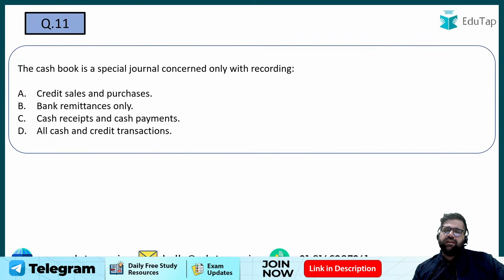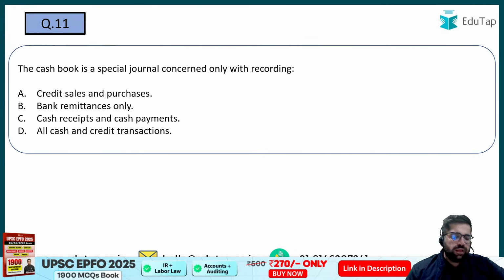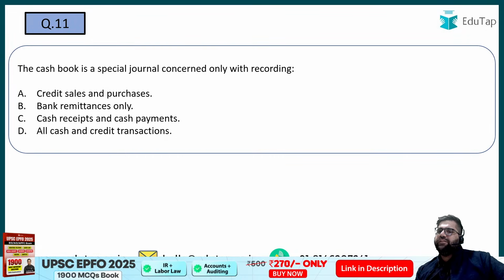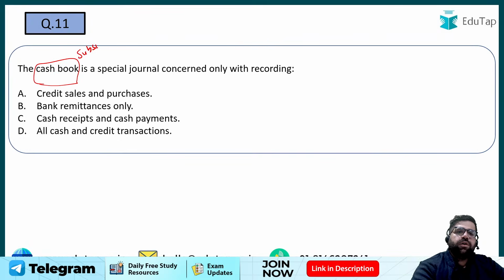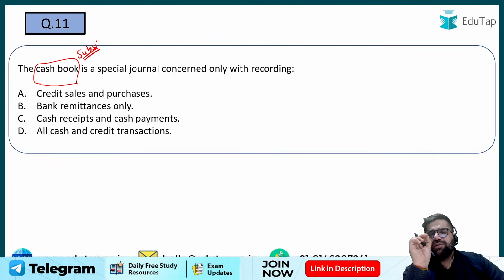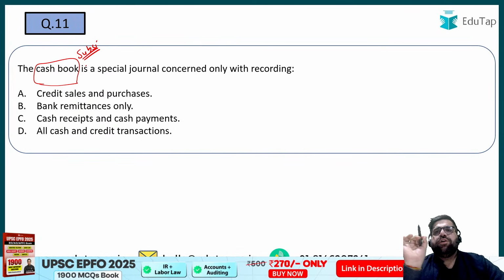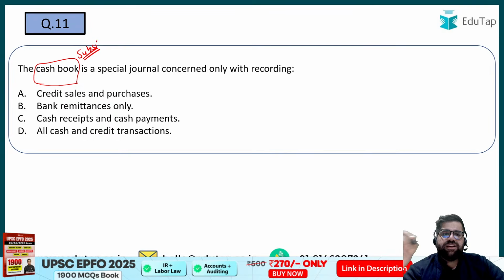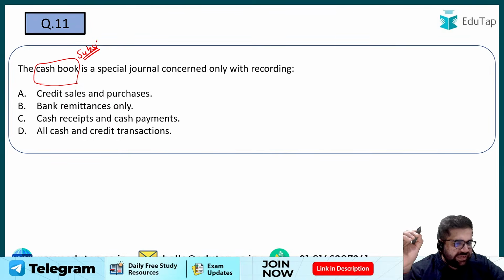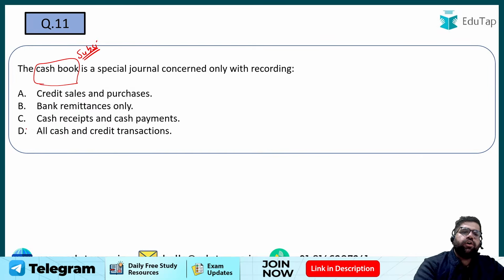Next, question number 11. The cash book is a special journal concerned with only recording of what? Cash book is a kind of subsidiary book, right? In subsidiary books, you have a specific transaction to be recorded. So if cash book is there, then you are only going to record cash related transactions, not credit. So my answer will be what? Option number C, D, B or A. Yes, I will only record cash.